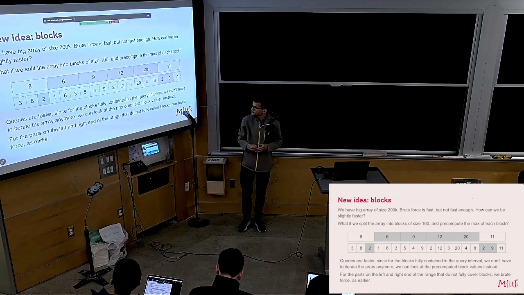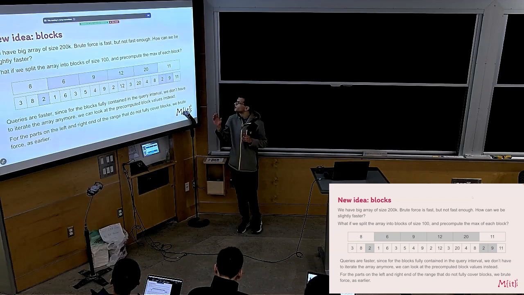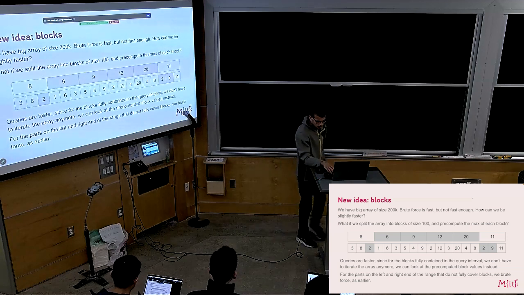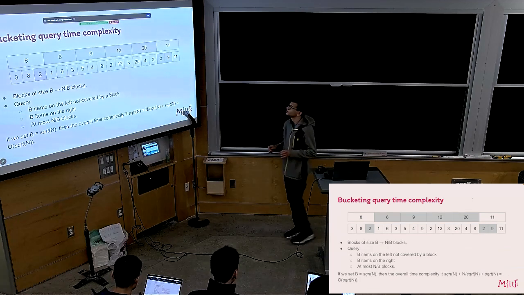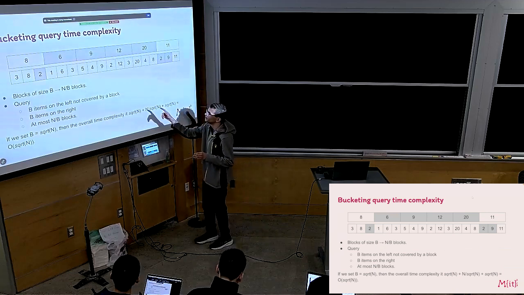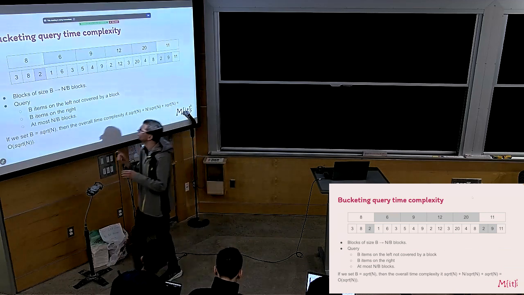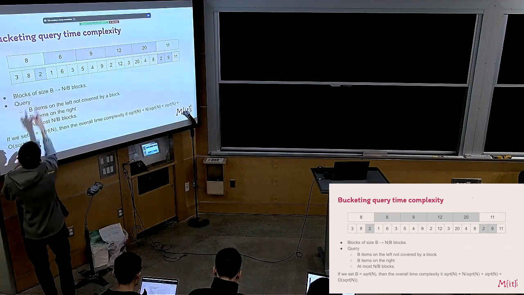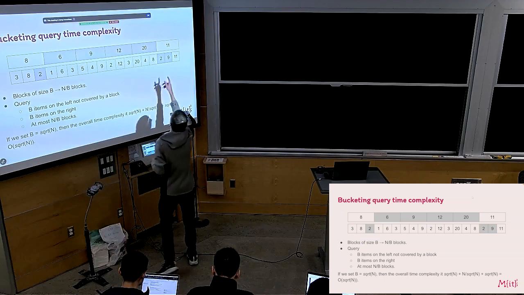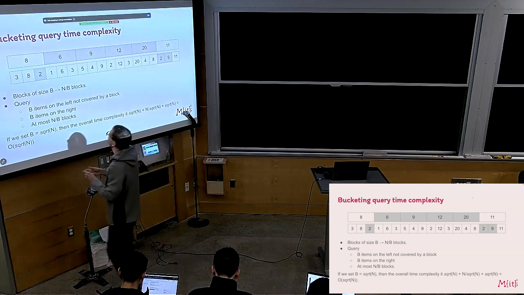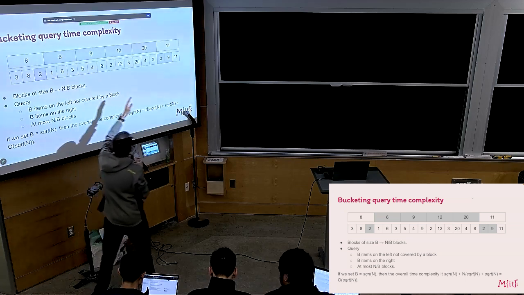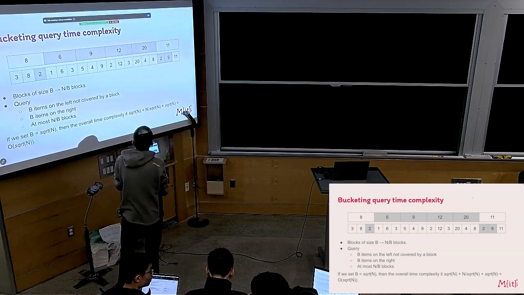So the total amount of time we spend with this approach is, let's say our blocks have size b. Then in each query there will be at most b minus 1 items on the left that are not fully contained in a block, b minus 1 items on the right that are not fully contained in a block, and at most n over b blocks. And we just iterate through all of these.